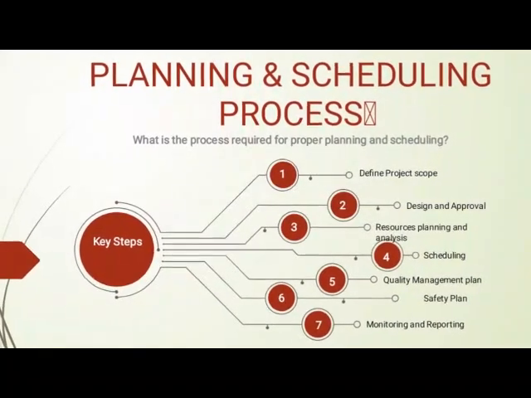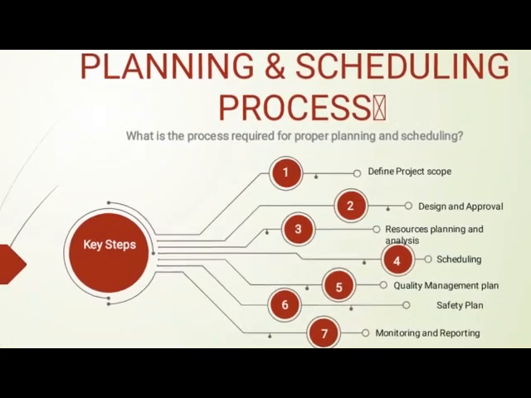I think the last step is execution, monitoring and then reporting. You've started your construction, you've started erecting your steel structures. We must always monitor, we must report defects, we must report issues, and we must document the process of the construction. So those are the 7 steps that are required for the planning and scheduling process.